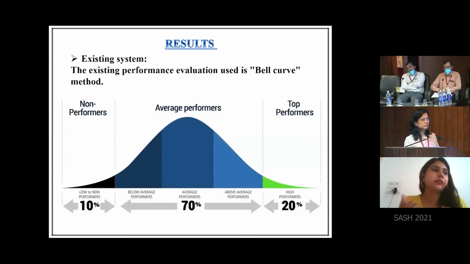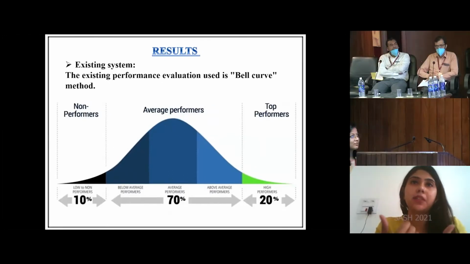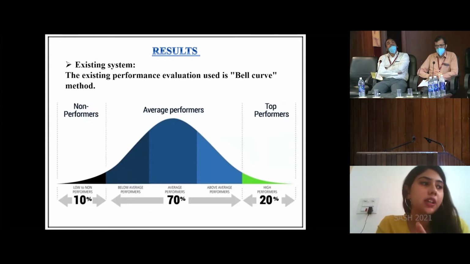So in this existing method, the process followed is that a task was assigned to the employees, where they had to perform the task based on their ability, and they were observed to understand how efficiently they were performing it. Then based on their performance, grading was given, such as A plus, A, B plus, B, C plus, C, and D plus, D. Based on their rating, the employees were grouped to analyze their performance.